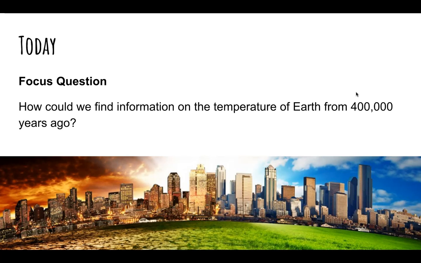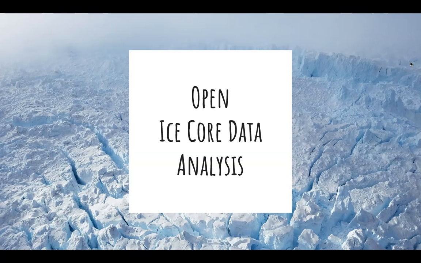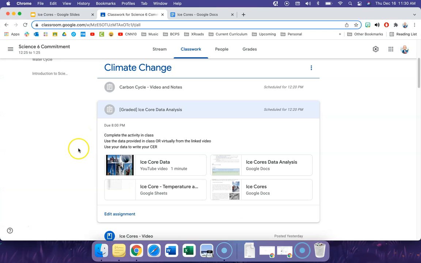For today, we're going to try and answer this question. How could we find information on the temperature of Earth from 400,000 years ago? We know that the information comes from ice cores. But what does that information tell us? To figure out what ice cores can tell us, we're going to have to do some data analysis. Again, in the classwork section of Google Classroom, go ahead and find the Google Doc called Ice Core Data Analysis and the Google Sheet called Ice Core Temperature and CO2. Have both of those open.